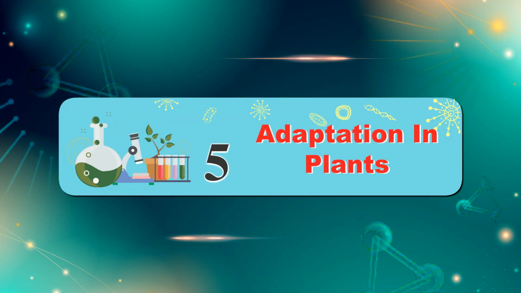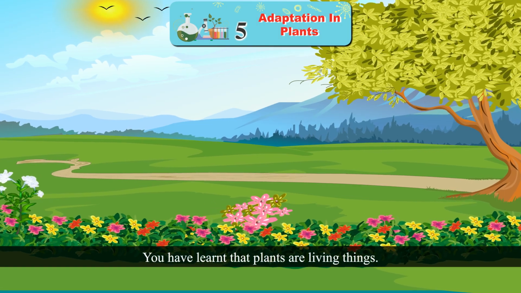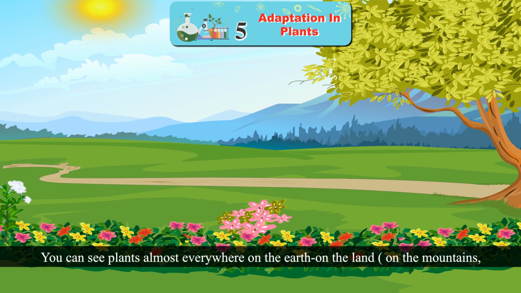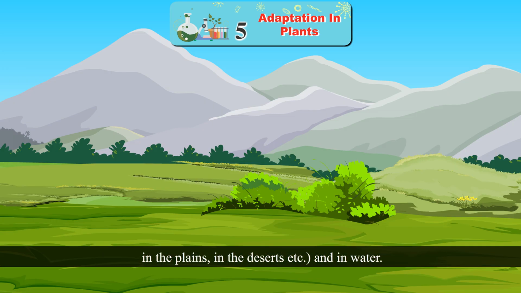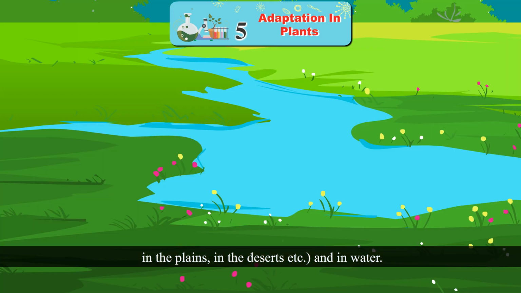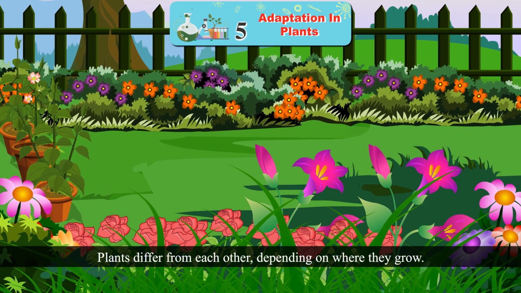Chapter 5: Adaptations in Plants. Read on. You have learned that plants are living things. You can see plants almost everywhere on the earth: on the land, on the mountains, in the plains, in the deserts, etc., and in water. Plants differ from each other depending on where they grow.